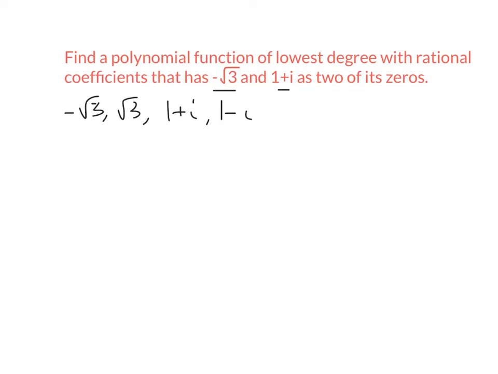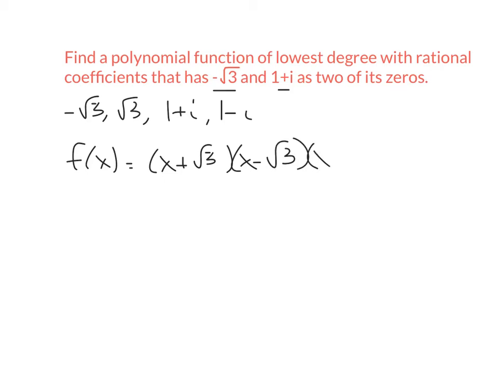So what I'm going to do is write them all as factors. I'm going to say x plus the square root of 3. That's where the first one came from. x minus the square root of 3. That's where the second one came from. That's where it gets crazy. x minus (1 plus i). And also x minus (1 minus i). Okay. And the fun part is I get to multiply all this out, which is really not as bad as you think it is. Or maybe it is.